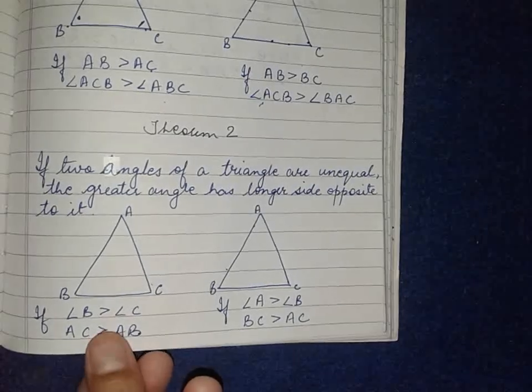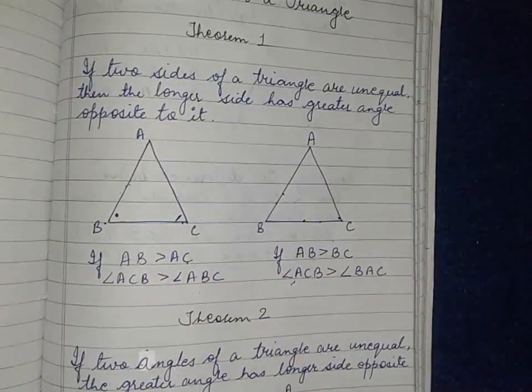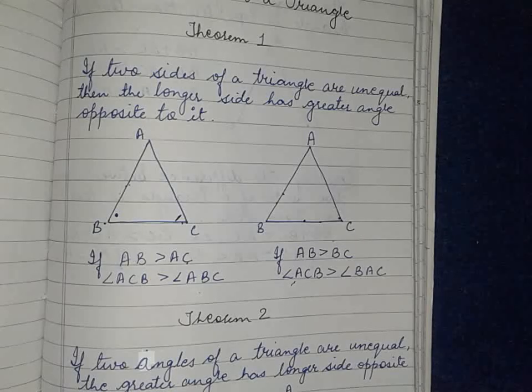You can compare any two sides. We can compare any two sides and any two angles, but in one triangle. Don't consider the angles of different triangles and then compare the sides. Always this inequality is applied in a single triangle.